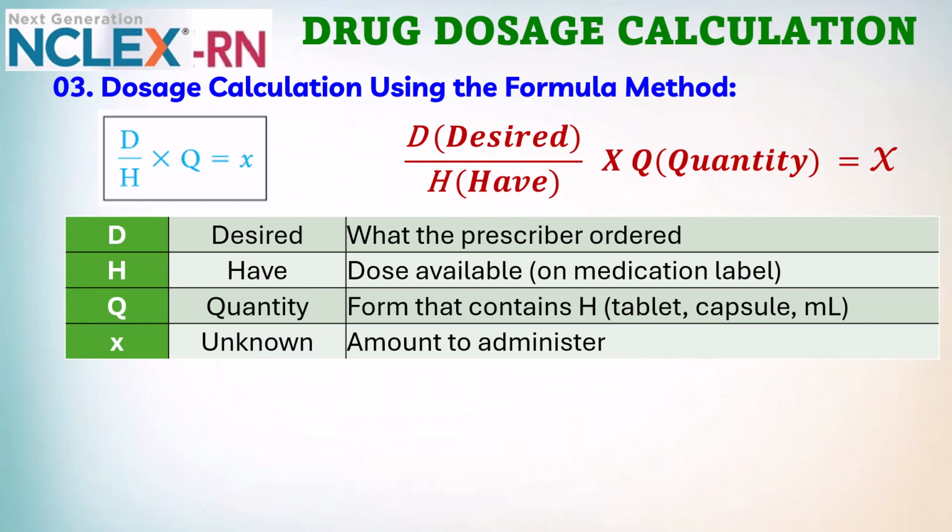So memorize it. D over H times Q equals X.